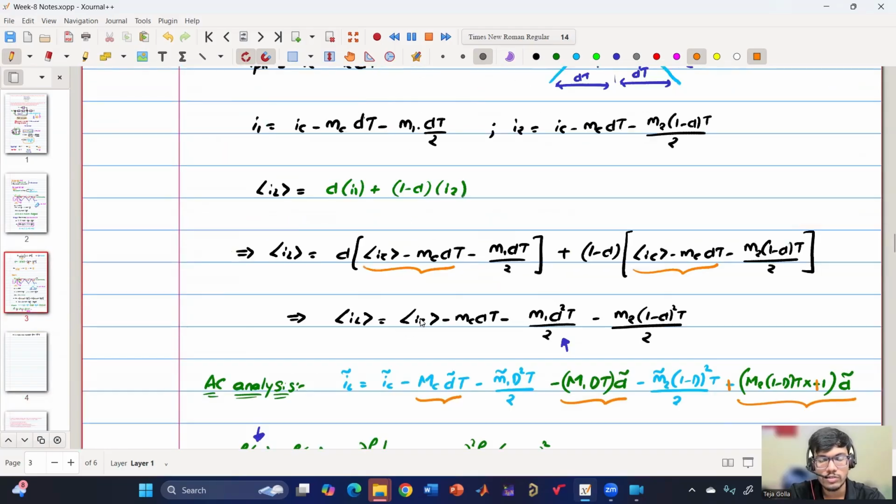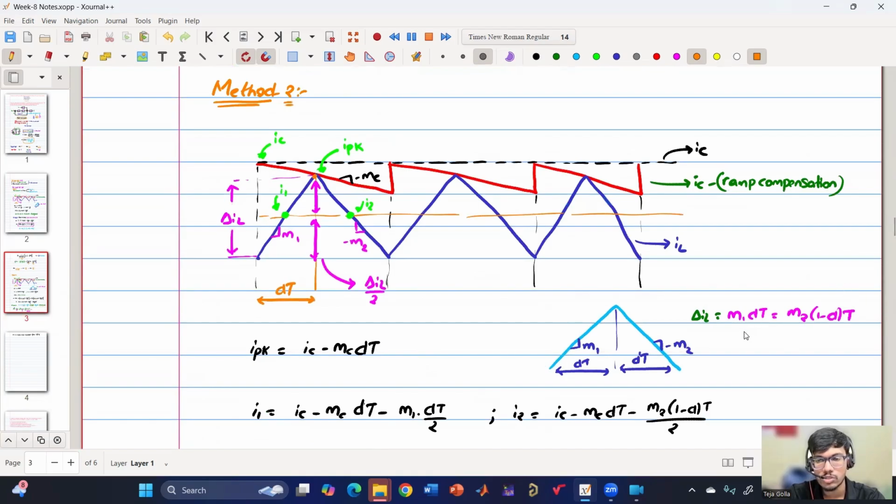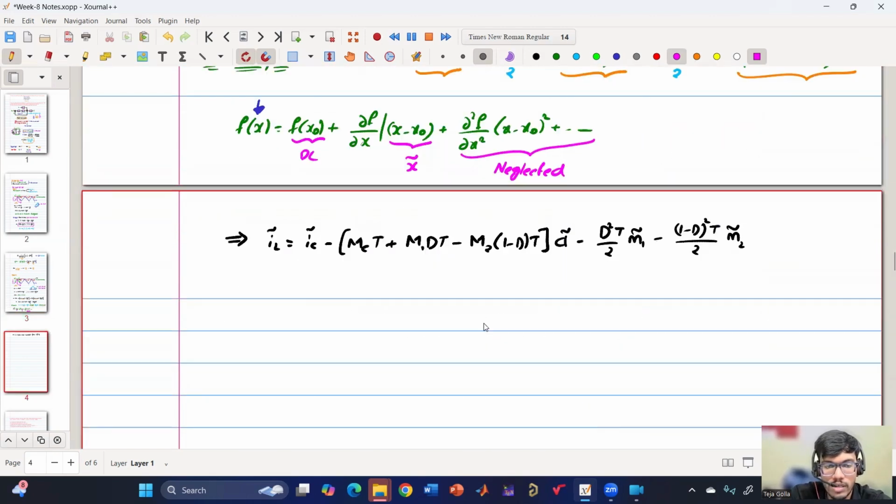Okay. So now if you see, I have written here one thing. At steady state, M1 into dt is equal to M2 into 1 minus D into T. So at steady state, the height remains the same. Both of them will be equal. So with that, I can consider these two are cancelled.